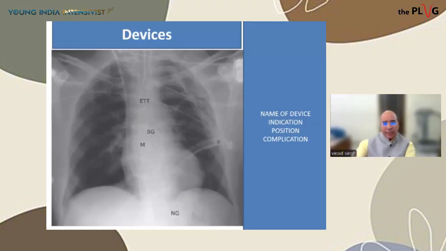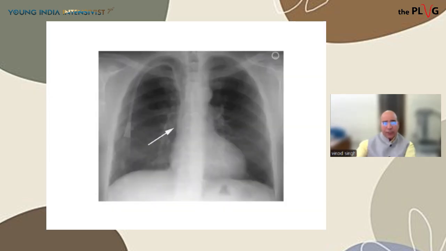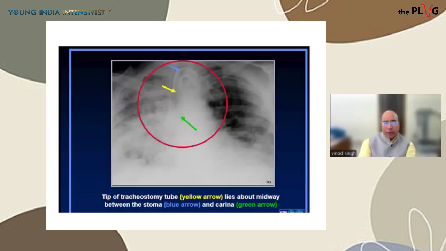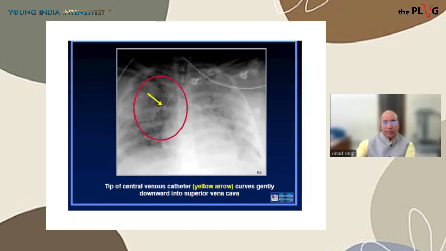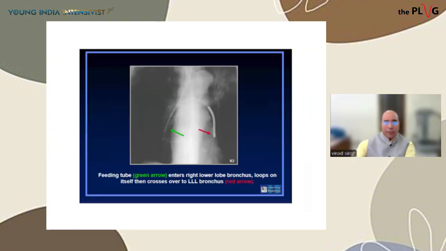Now some devices, I'll go fast. You can see here the dialysis catheter is there. You can see here that the tracheostomy tube is there, its position and how it is connected. You can also see the left central line in the correct position going to the right SVC. You can see here a right-sided line that has gone into the right bronchus, again taken a turn and gone into the left side. This is a normal condition.